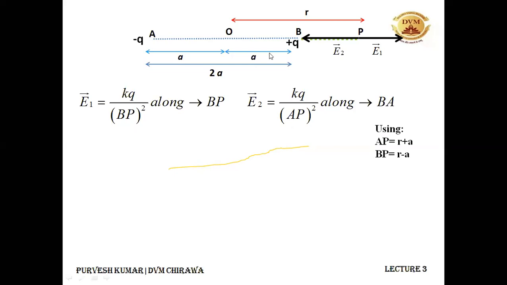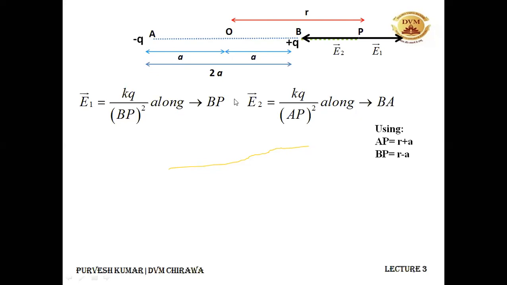So AP is what? See, A to P is R plus a. Why so? Because this OA is a and O to P is R. So this A to P is R plus a. I'm telling you again, this AP is from A to P. It can be broken down into AO plus OP, and AO is your a and OP is your R. So it can be written as R plus a.